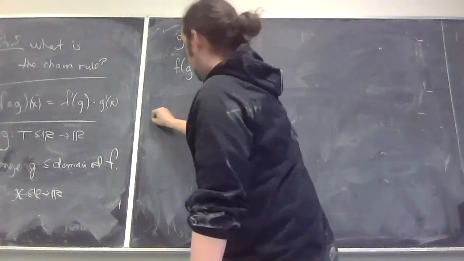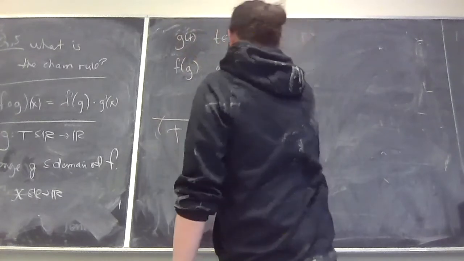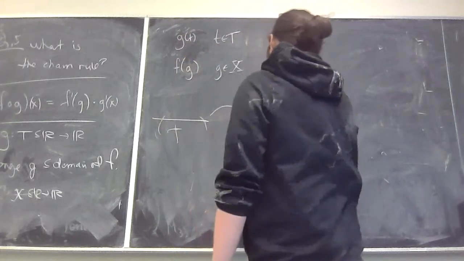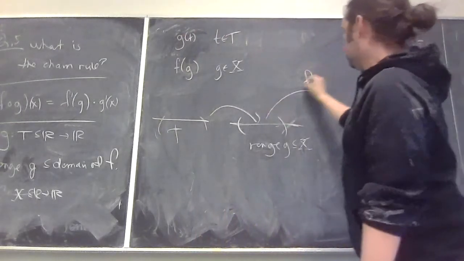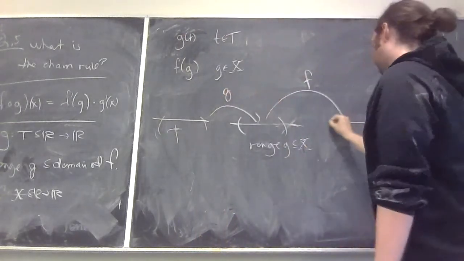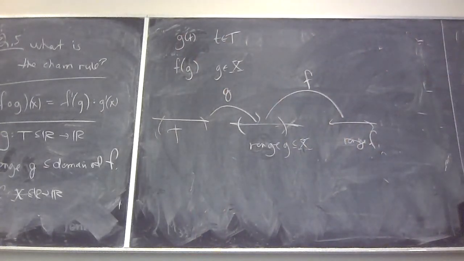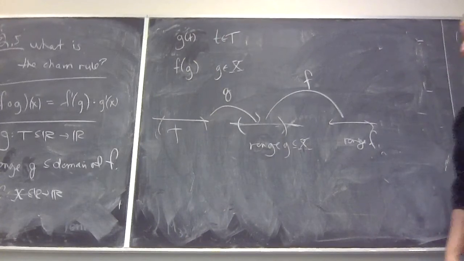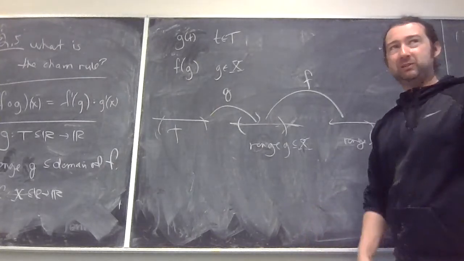We have an original domain T. We map it over into some new set called X, or called the range of g, but that had better be inside of the domain of the function f. And then f takes that and maps it over into the range of f. Make sense? This is what's going on in the composition, right? So when we're taking a derivative here, there's more going on than like f of u times u, f prime u times u prime, which is how I learned it.